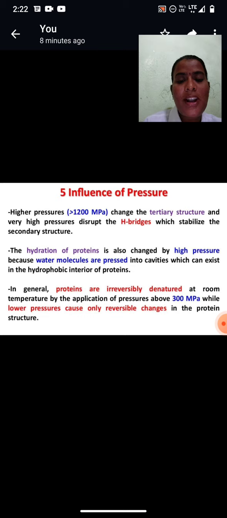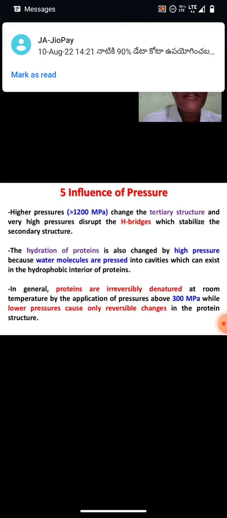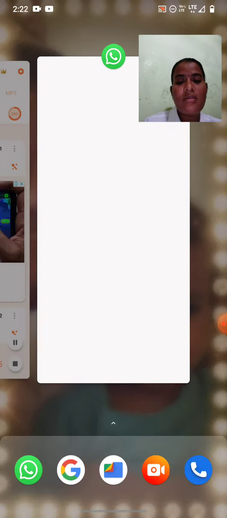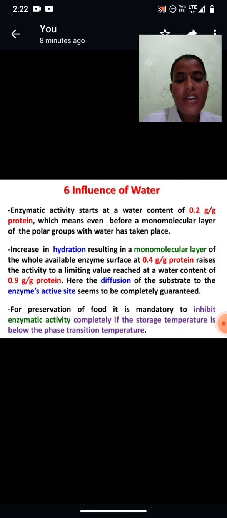Fifth one, influence of pressure. High pressure changes the tertiary structure and very high pressures disrupt the H bridges which stabilize the secondary structure. The hydration of the proteins is also changed by high pressure because water molecules are pressed into cavities which can exist in the hydrophobic interior of the proteins. In general, proteins are irreversibly denatured at room temperature by the application of pressures above 300 MPa, while lower pressures cause only reversible changes in the protein structure.